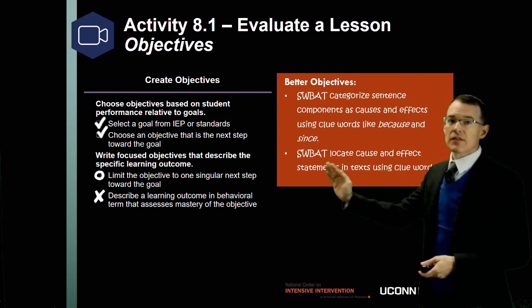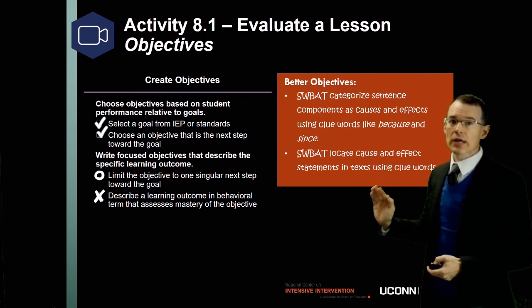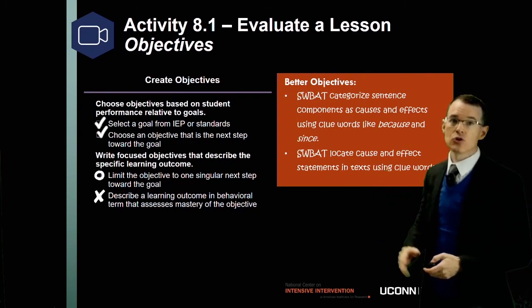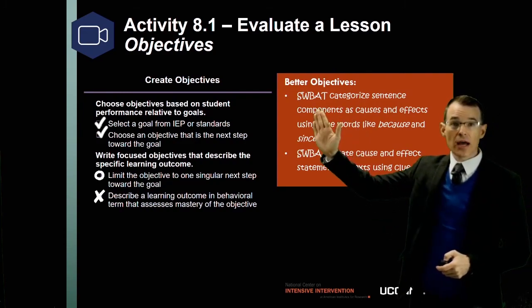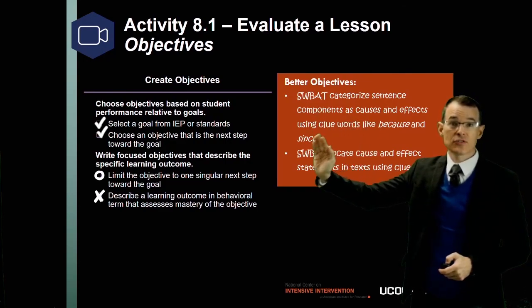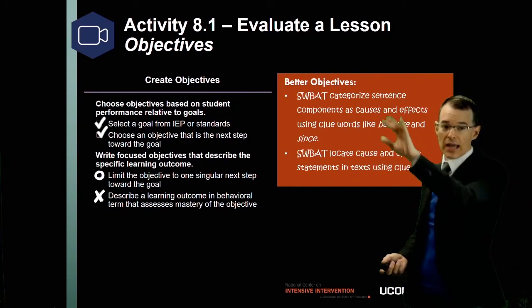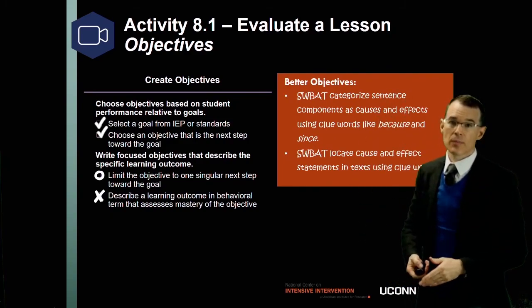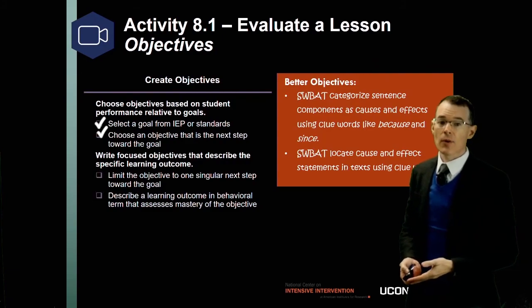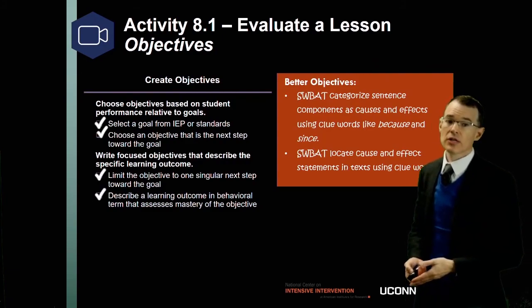And then the second thing would be students will locate cause and effect statements in text using clue words. So we're categorizing components like causes and effects using the clue words, and then we're locating them separately. And probably we're doing locating before categorizing, but those are now two separate objectives. And so if we'd written them that way, we could probably turn those into check marks.